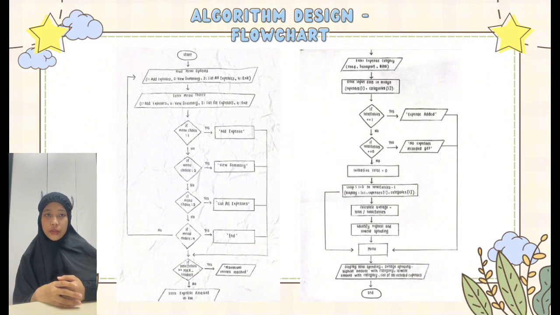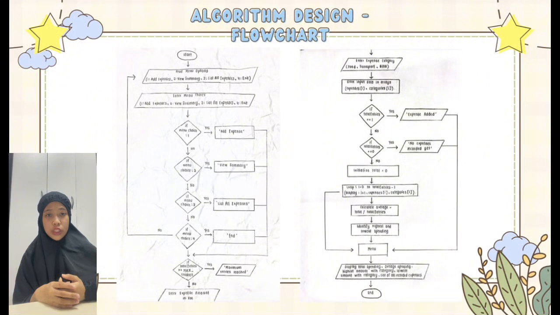The flowchart helps us map out the user journey through the program. It starts with a start symbol, then moves to a display menu. Based on the user choice, the flow splits into different paths. For example, if the user selects option 1, which is add expense, the system checks whether there's still space in the array. If yes, it proceeds to request the amount and category, stores them, and returns to the main menu.